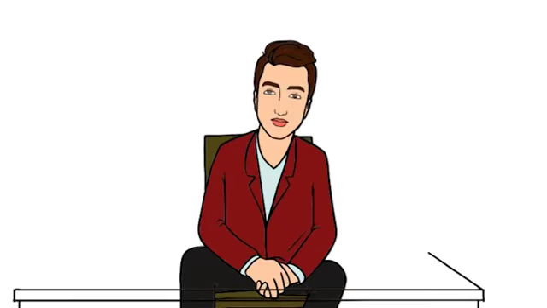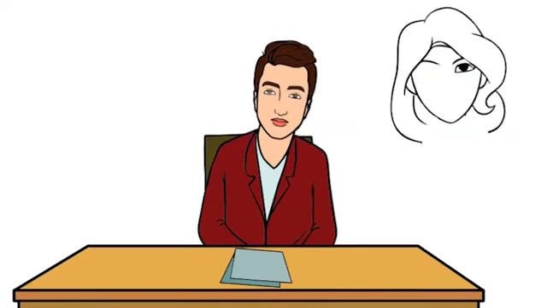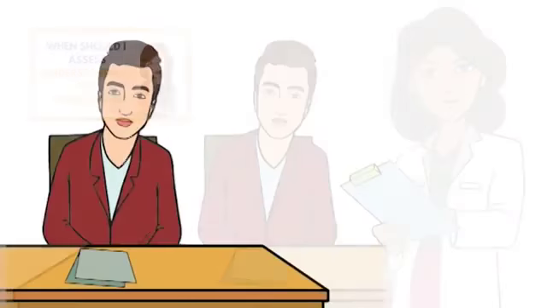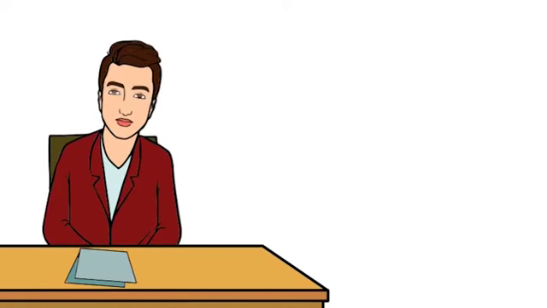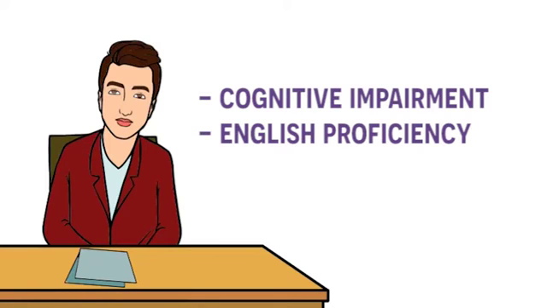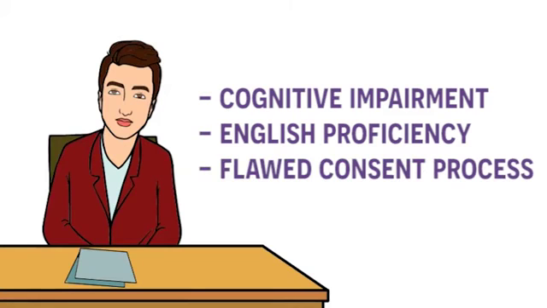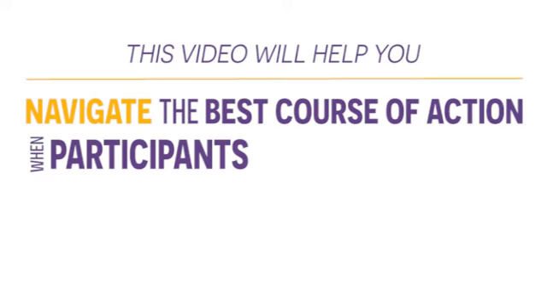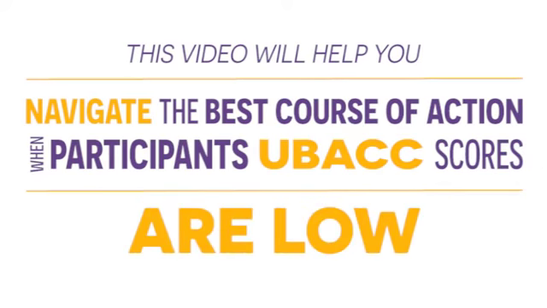Low scores on the Revised UBACC could be a result of many factors, as we explain in our When Should I Assess Understanding video. It's possible the participant has a cognitive impairment that's compromising their understanding. They may have limited English proficiency and require translation or interpreter services. Or there may be flaws in the informed consent process, such as poorly written forms or too little time spent covering the information. This video will help you navigate the best course of action when your participants' UBACC scores are low.